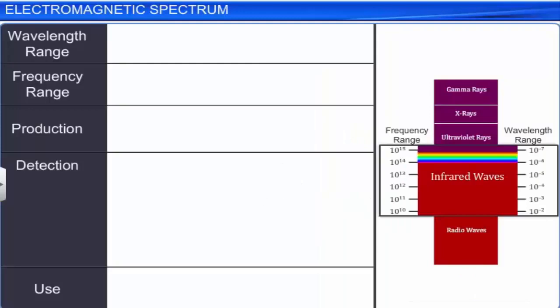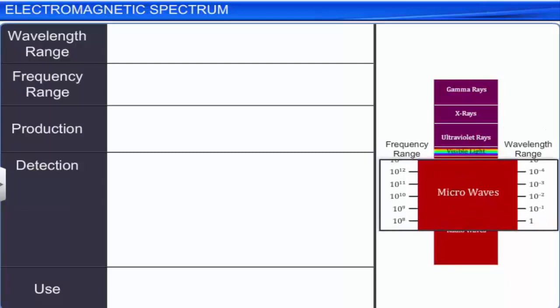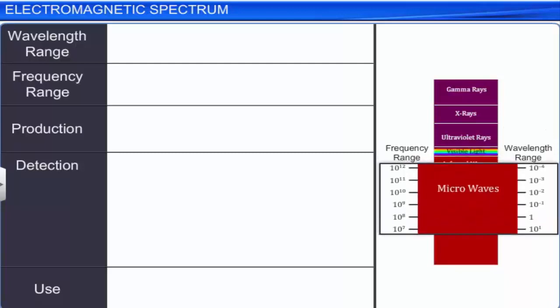Now, let us discuss the next kind of electromagnetic waves, that is, microwaves. Wavelength of microwaves is in the range of about 10^-3 meters to 10^-1 meter. Frequency of microwaves is in the range of 10^12 Hz to 10^8 Hz.